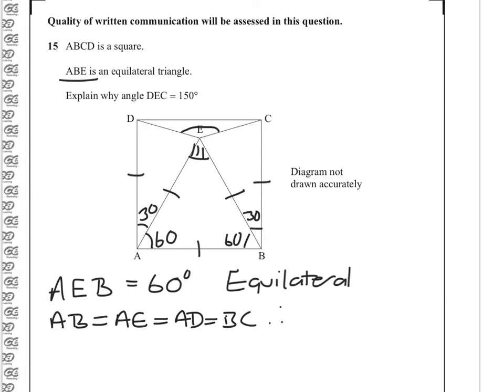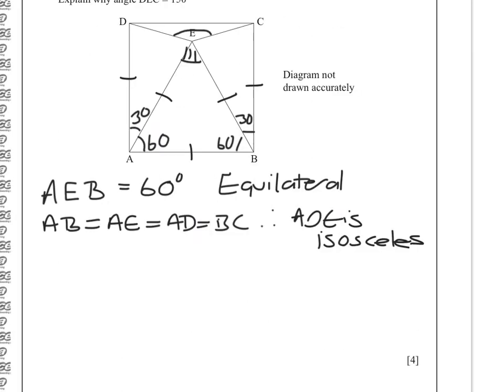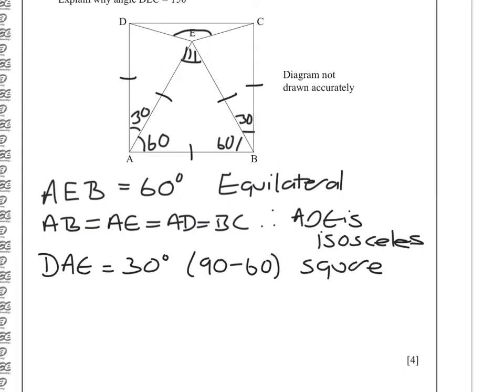Therefore, that tells us we can see here that's an isosceles triangle. So ADE is isosceles. I marked it on the diagram, but I didn't write it out. DAE equals 30 degrees, and that came from 90 minus 60, and that's because we have a square.